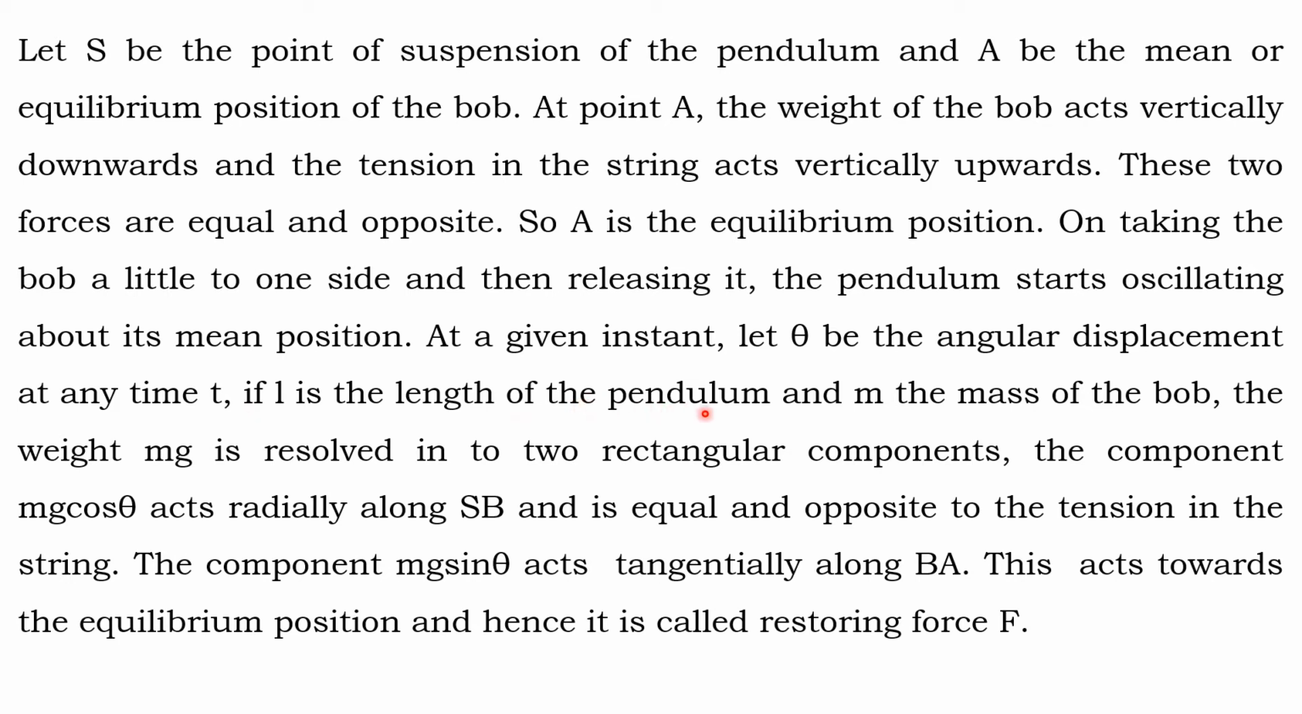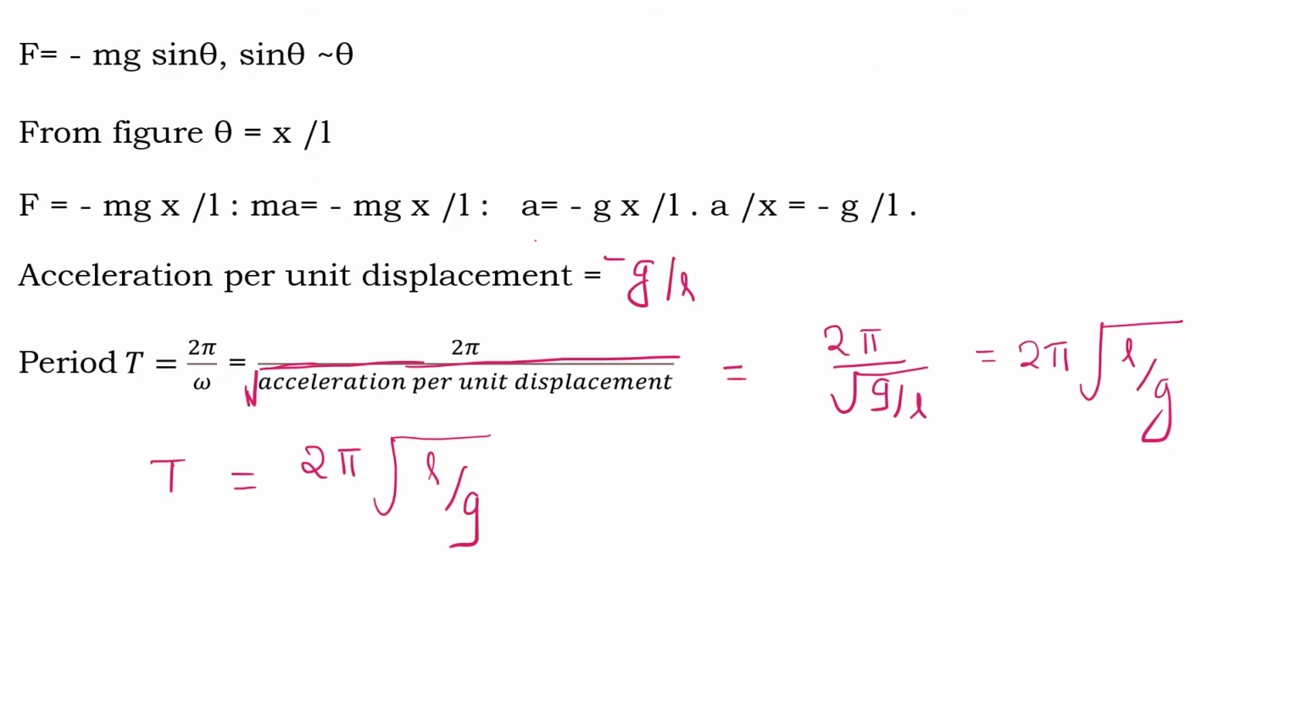If L is the length of the pendulum and m the mass of the bob, then the weight mg is resolved into two rectangular components. The component mg cos theta acts radially along SB and is equal and opposite to the tension in the string. The component mg sin theta acts tangentially along BA and this acts towards the equilibrium position and hence it is called a restoring force. But this restoring force can be represented as minus mg sin theta.